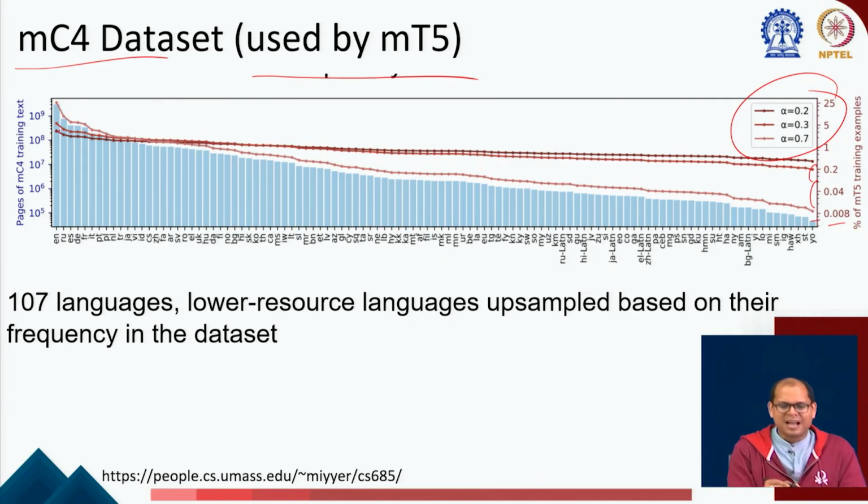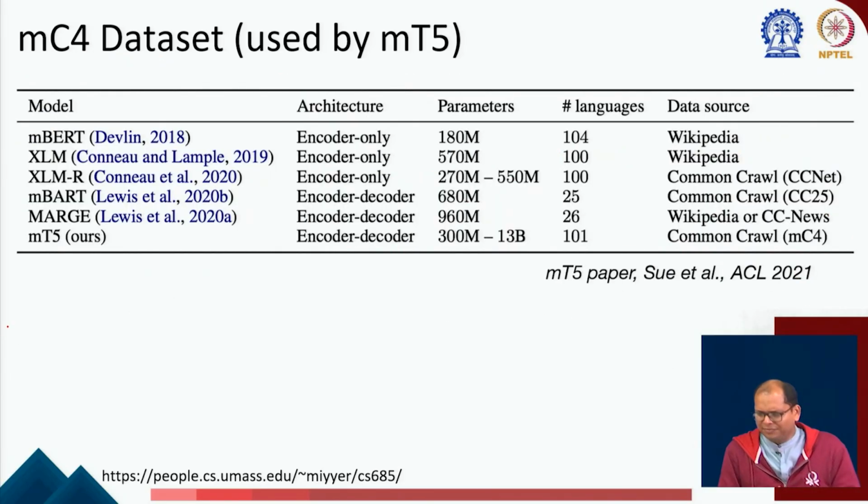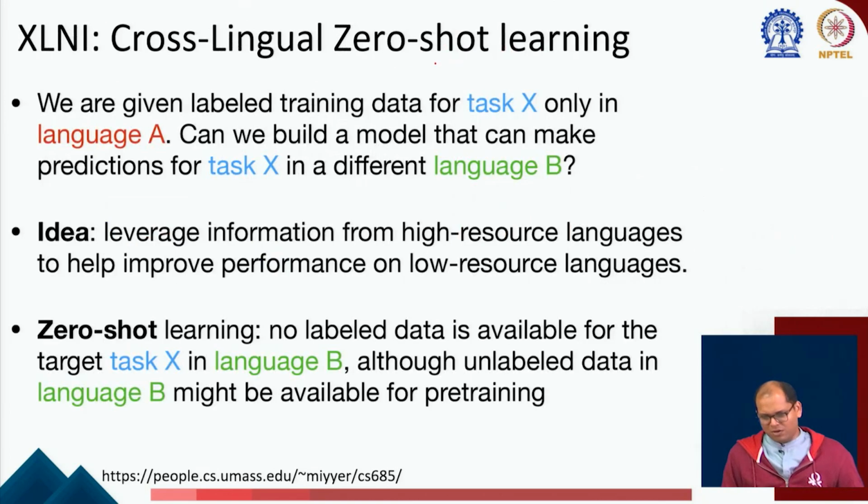It will decrease the high resource proportion, but increase the low resource proportion. So they had 107 languages in their mix, and they used upsampling so that they can have a better representation of the low resource languages. And this is the MT5 model. So this is an encoder-decoder model, and this had variations from 300 million parameters to 13 billion parameters, 101 languages on MC4. This is one of the best models in multilingual. If you want to do multilingual encoder-decoder tasks, MT5 is one of the best models.